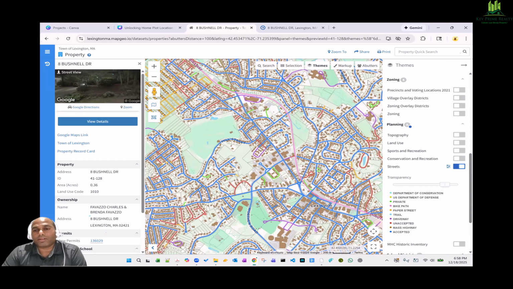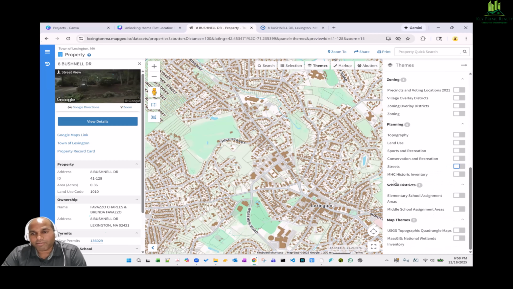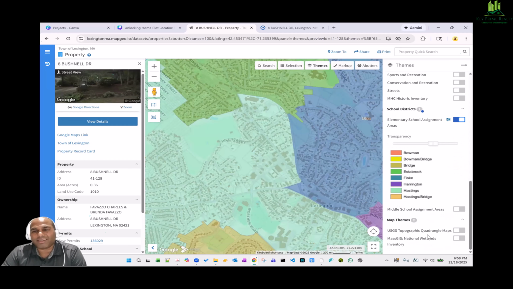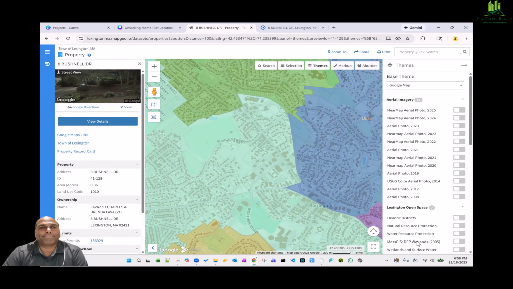This tells us what are the private streets versus public streets versus state highways versus national highways and all of that. And then school districts, obviously this tells us which area belongs to which schools. Yeah, a whole lot of information. I think you can just play with this.